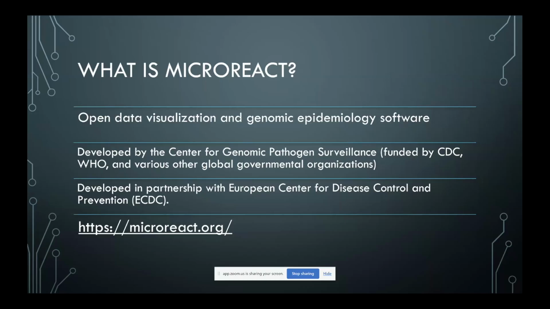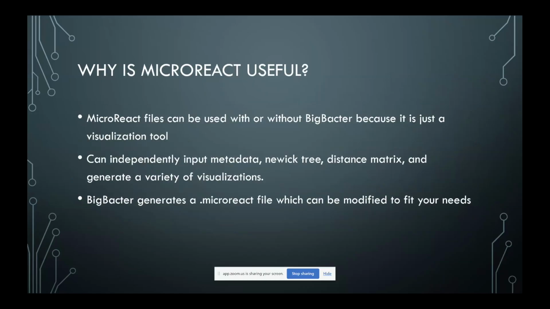And so, yeah, why is it useful? It can be used with or without BigBacter. And you can also independently input metadata or Newick trees, distance matrices, and then use that to generate a variety of visualizations. BigBacter generates a .microreact file for you, and you can upload that file and then modify it by adding other information to fit your needs, which is what I usually do when I'm running this software.